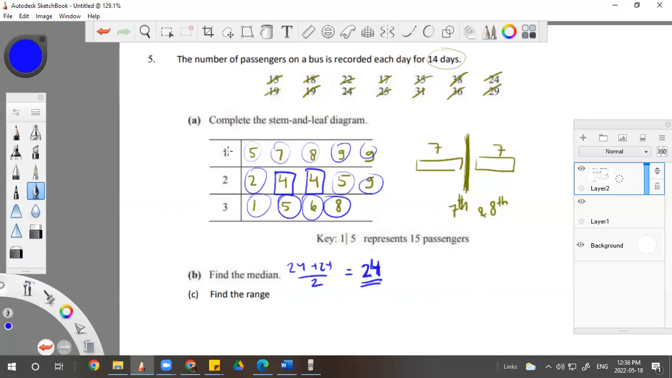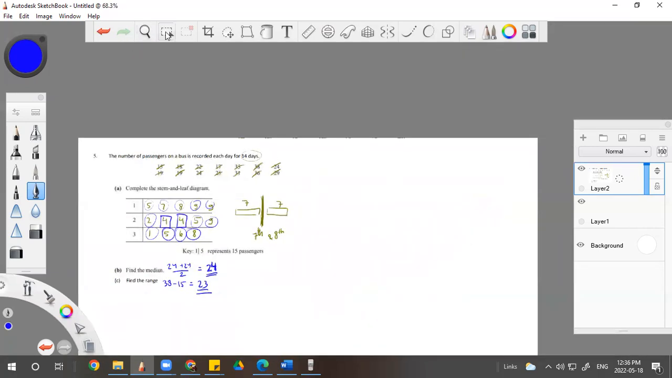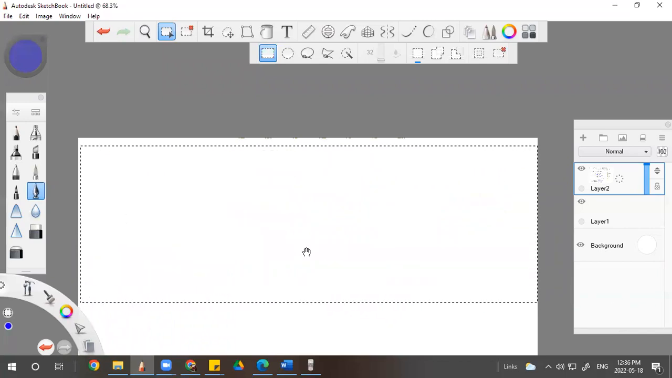Range, very easy. 15 and 38. So 38 subtract 15. 23. See, it's easy. For number 5, still easy. And then we do number 6.